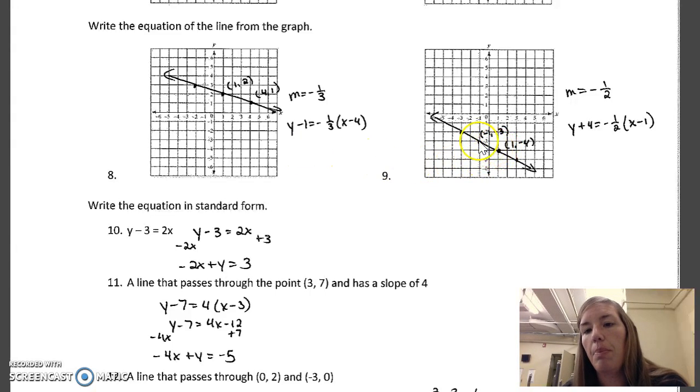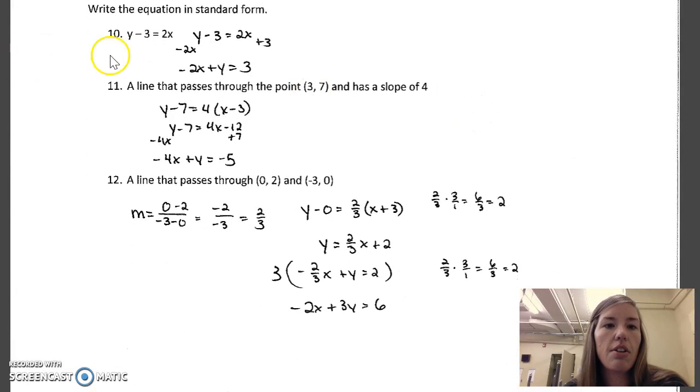Same thing for number 9. Pick any of your points. Again, your line is falling, so your slope should be negative. Hopefully you caught that. And so I picked the point 1, negative 4. So y plus 4 is equal to negative 1/2 x minus 1.